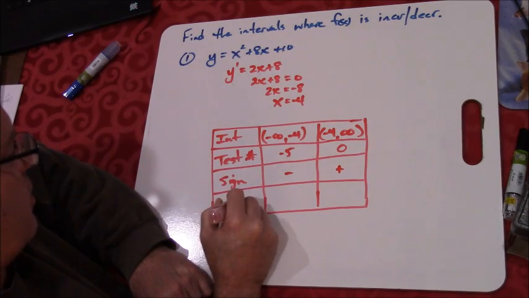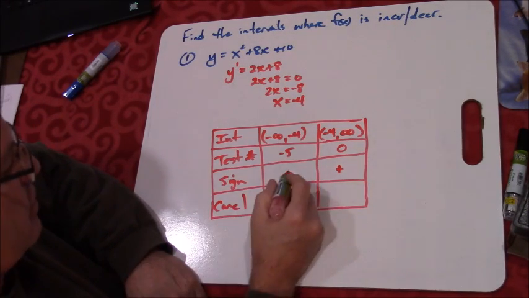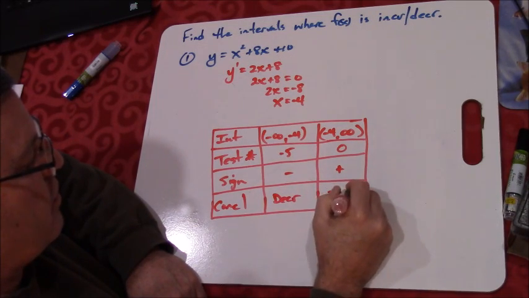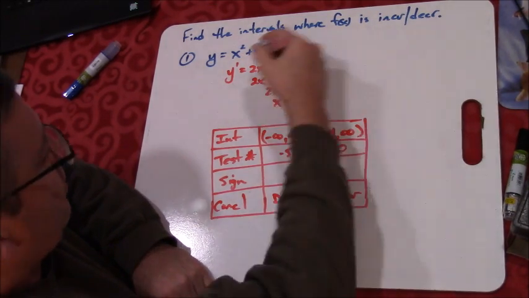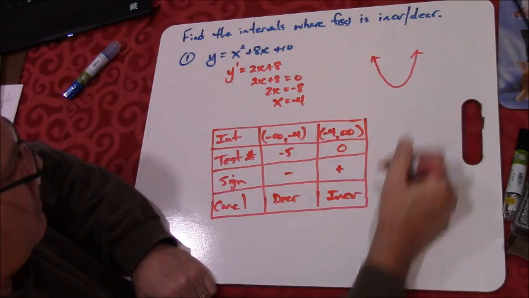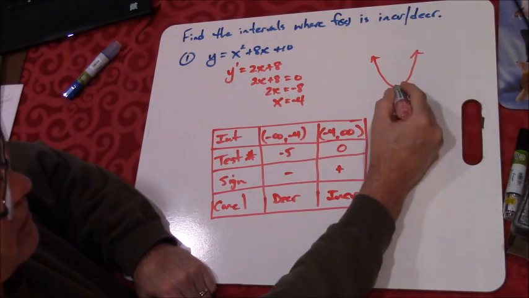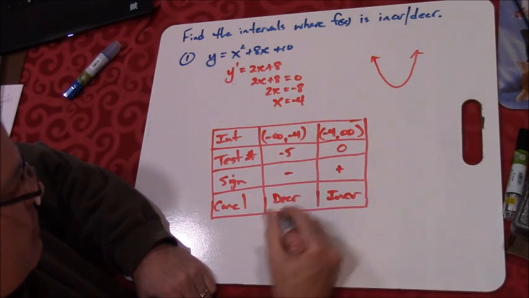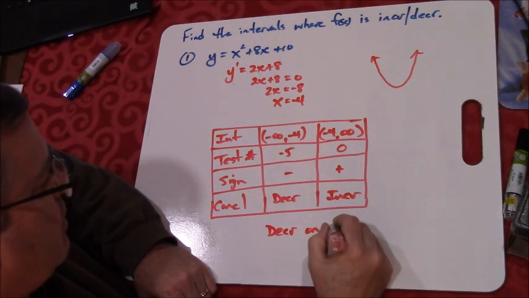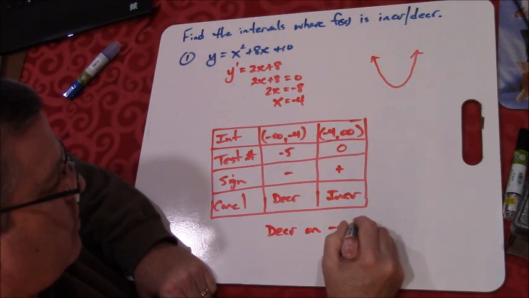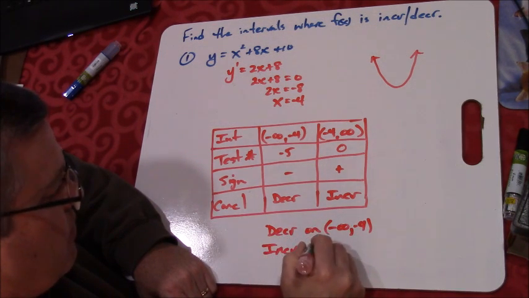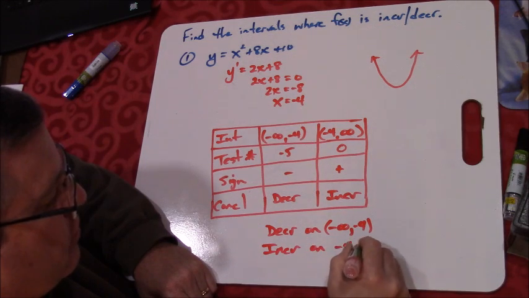And so now our conclusion, I usually abbreviate that too. Negative means we are decreasing. Positive means we are increasing. Which we all knew, this thing looks like a parabola. We knew we were going to start off decreasing and then increasing. So negative 4 must be where that vertex is. Okay, so now I would say that this function is decreasing on the interval negative infinity to negative 4, and it is increasing on the interval negative 4 to infinity.